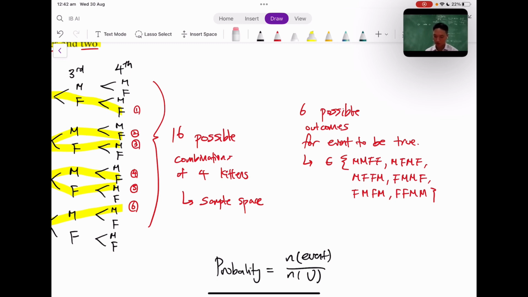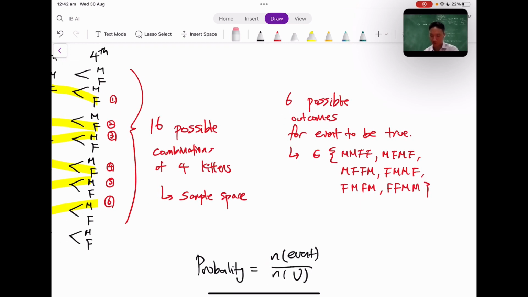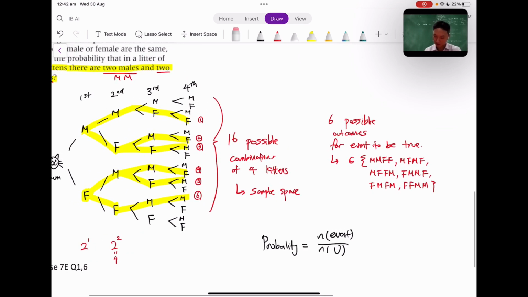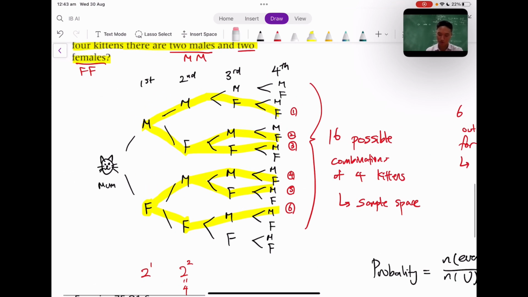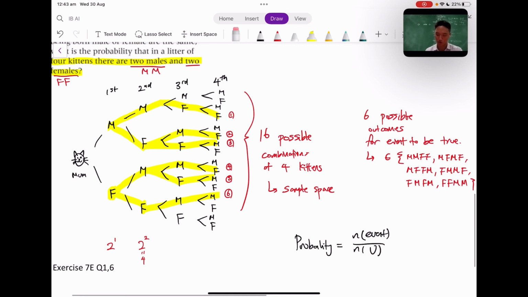And those possible outcomes, the set, has been written into a set form on the right. Male, male, female, female; male, female, male, female; male, female, female, male; female, male, male, female; female, male, female, male; and female, female, male, male. And this is just written in letters rather than shown visually. They are essentially the same thing, but represented in two different ways.